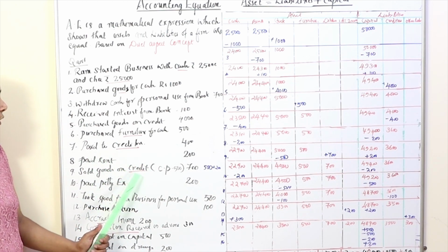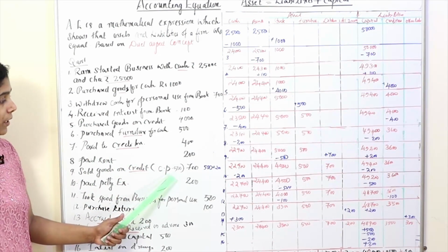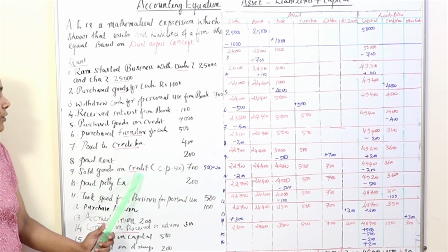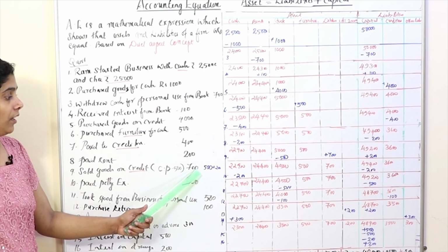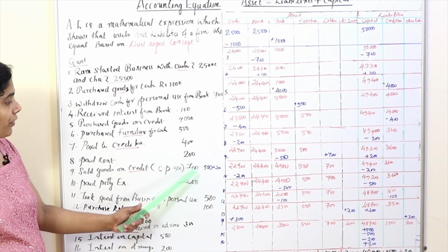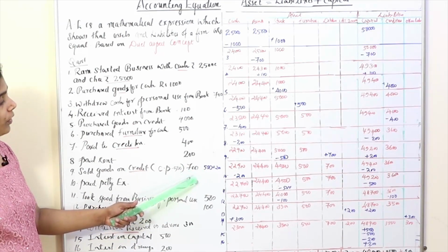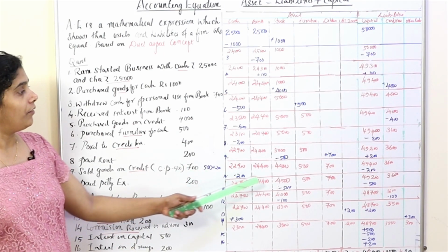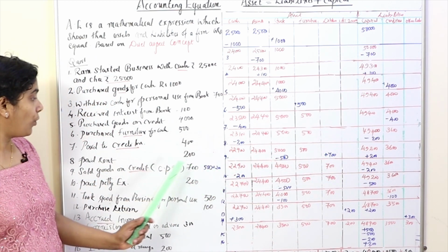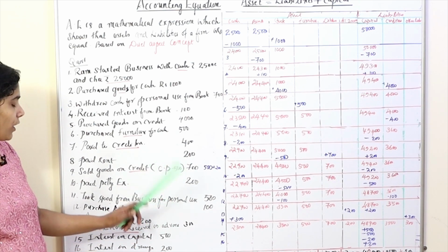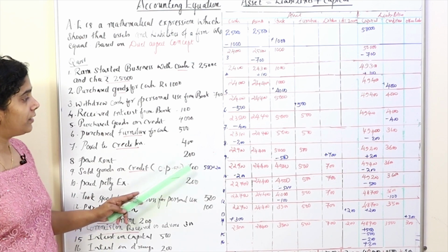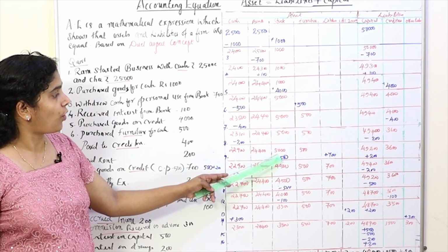Now sold goods on credit, CP, cost price. Cost price is 500 for 700. So we sold goods on credit for 700. Its cost price is 500, so there is a profit of 200 that belongs to the owner. So that 200 we have to add along with the capital, and the cost price is from stock. Stock is reducing when we are selling goods. So this cost price 500 we have to subtract from stock.